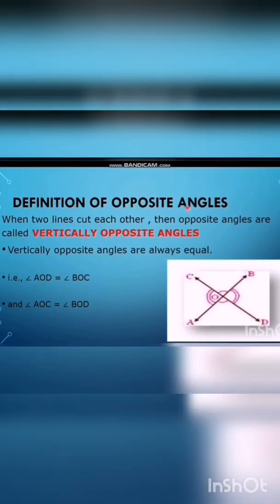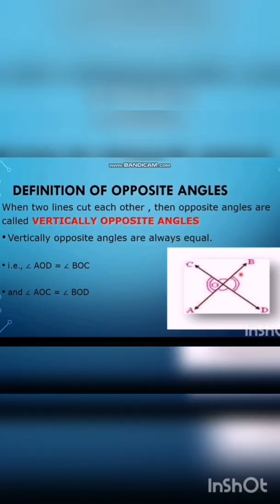Now come to today's topic, that is vertically opposite angles. When two lines cut each other, then opposite angles are called vertically opposite angles. We have two straight lines AB and CD. These two lines cut each other and make two pairs of equal angles. These two pairs of angles are equal in measurement because vertically opposite angles are always equal.